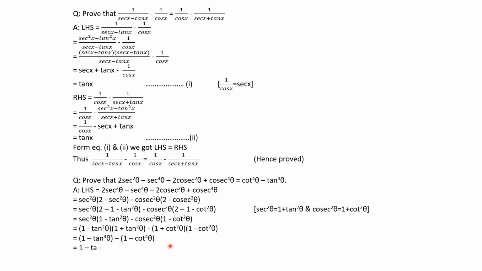So on opening the bracket, we get 1 minus tan to the power 4 theta minus 1 plus cot to the power 4 theta, which is nothing but cot to the power 4 theta minus tan to the power 4 theta, which is nothing but the right hand side. Hence proved.